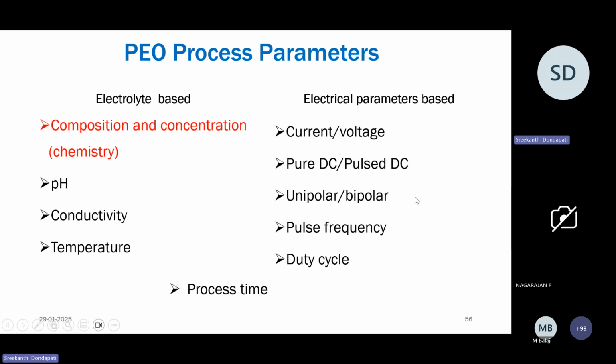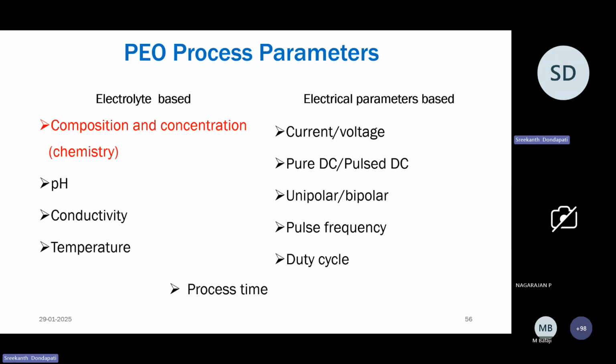For example, when you increase the current, high currents will generate a lot of heat. So the electrolyte will start to boil, and you need a sophisticated mechanism to cool it down. Otherwise, once the electrolyte starts to boil, the coating gets damaged, and so on. So each and every parameter has its effect on the coating.